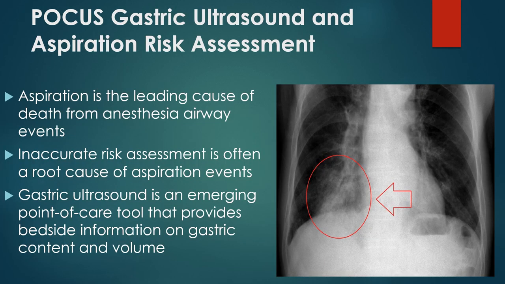A very nice high utility scan that you can get from your POCUS is the gastric ultrasound and an aspiration risk assessment. Basically, you can evaluate if the stomach's empty or possesses gastric content that poses an aspiration risk. And of course, aspiration is a leading cause of death from anesthesia airway events. Inaccurate risk assessment is often a root cause of aspiration events.